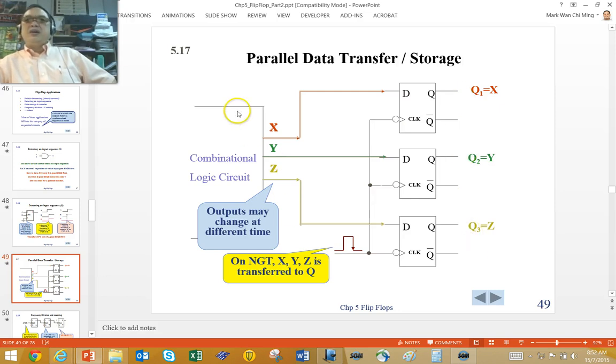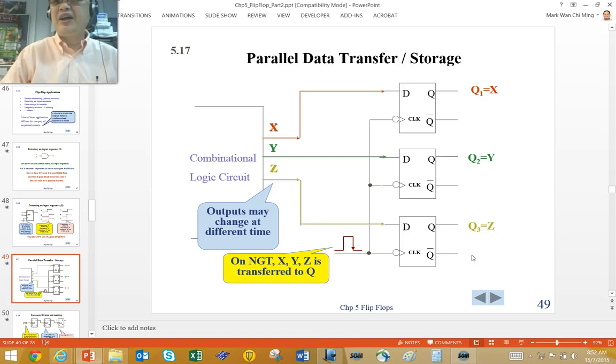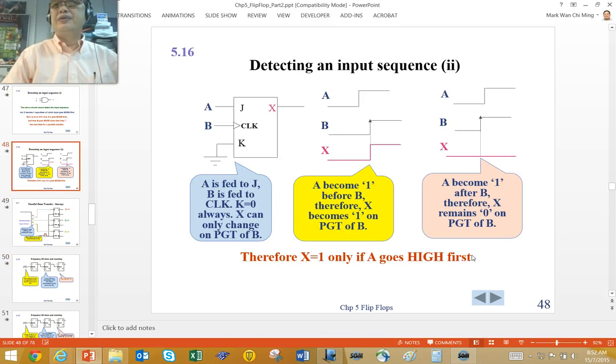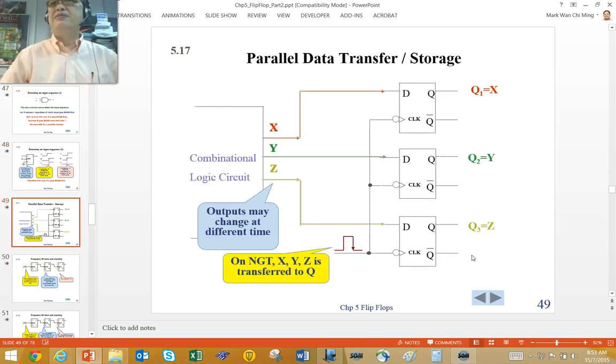Like that only. Let's say the data here, maybe from a computing system, is changing all the time. So when the clock comes, negative trigger, whatever data is here will be reflected out here. Nothing more than that. This is a parallel data transfer, one of the applications.